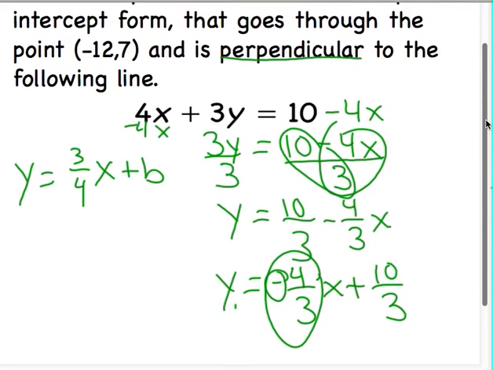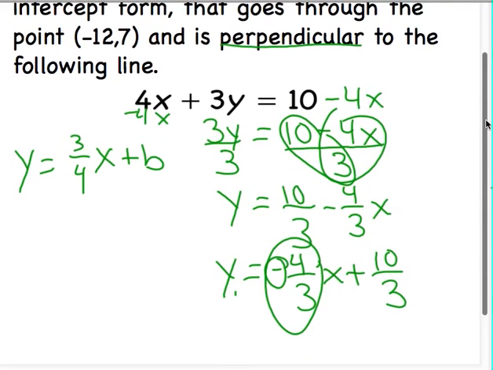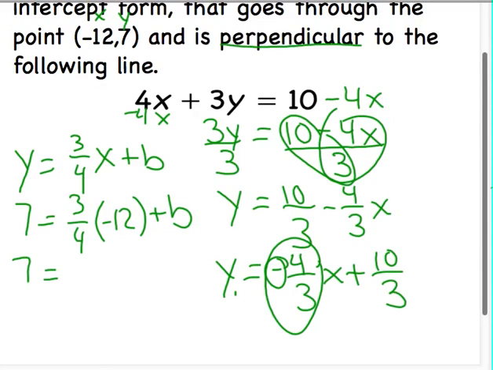Let me go up really quickly. My point is -12, 7. So -12 is my x value, 7 is my y value. So 7 equals 3 over 4 times -12 plus b. If I multiply this out, let's try it a different way. Instead of multiplying first, let's divide.